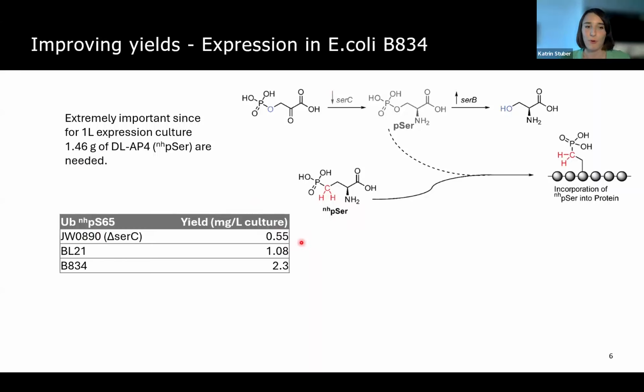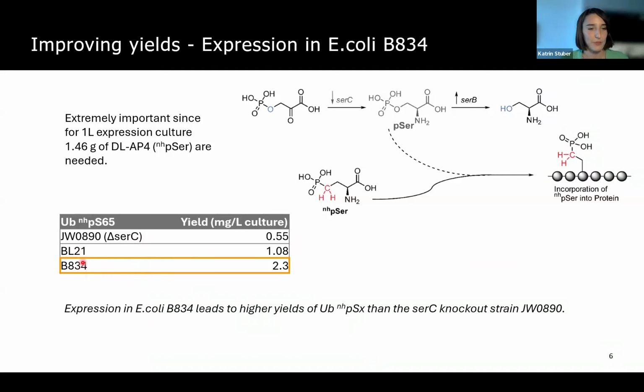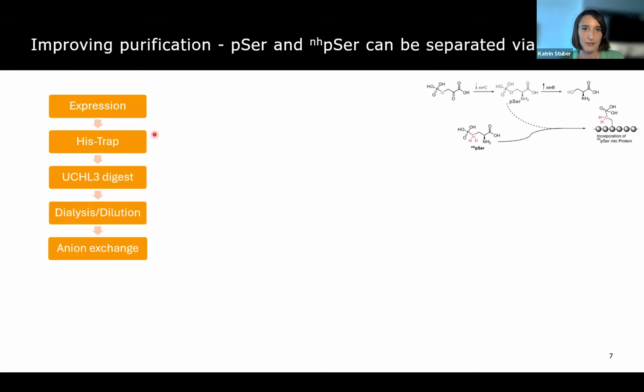And this was why I then tested the different available expression strains in the lab, which were BL21 and B834. And surprisingly, with this B834 methionine auxotrophic strain, I got a 4-fold increase in non-hydrolyzable phosphoserine incorporated ubiquitin. And this is why I then went on with this B834 strain for further expressions. Now you might ask, here we don't have this knockout of this C, so we have endogenous phosphoserine present. Yes, but we could overcome this in ubiquitin with a purification strategy that looked like that.